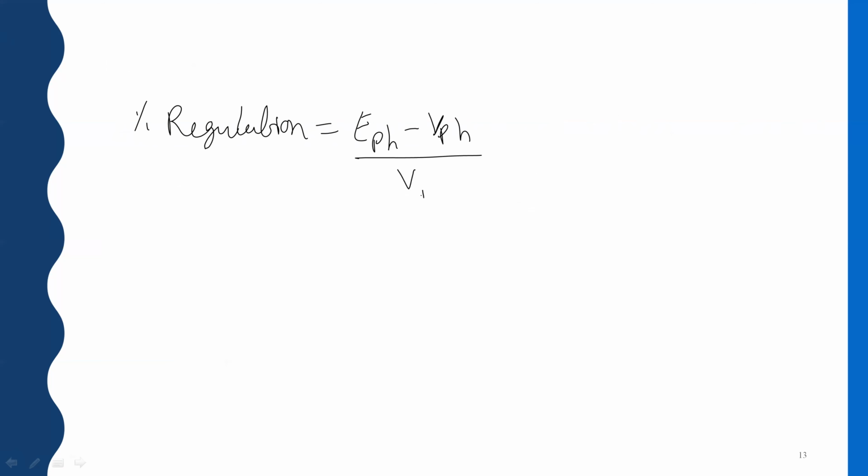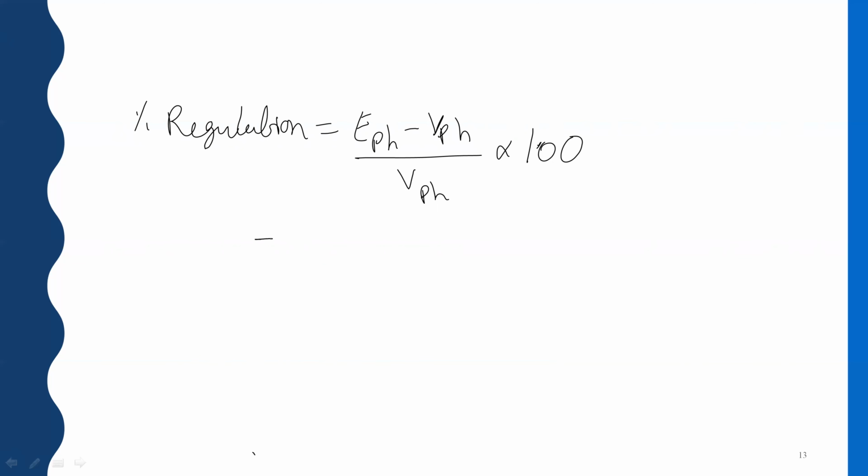Now, let me come to the percentage regulation. So the formula for percentage regulation equals EPH minus VPH by VPH into 100. This is my percentage regulation.